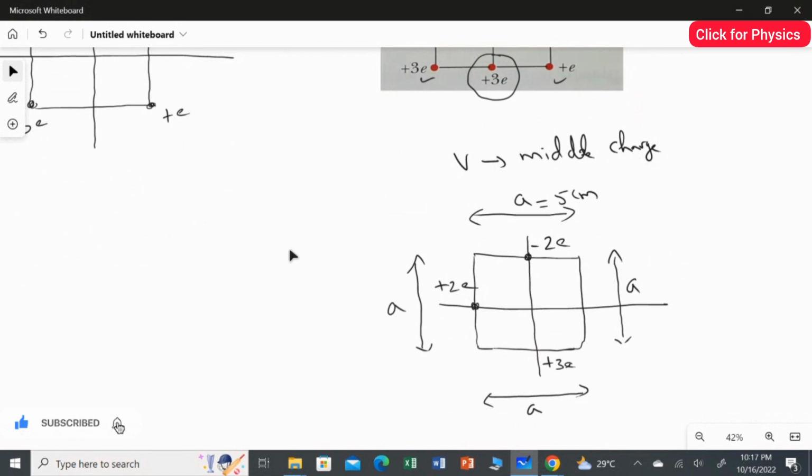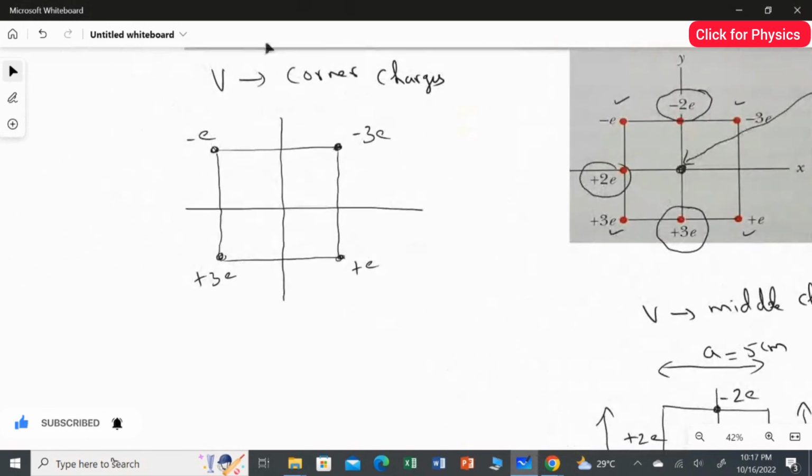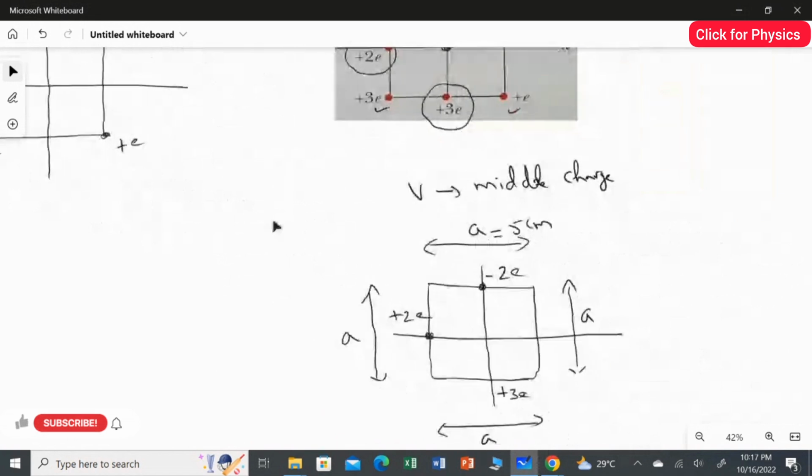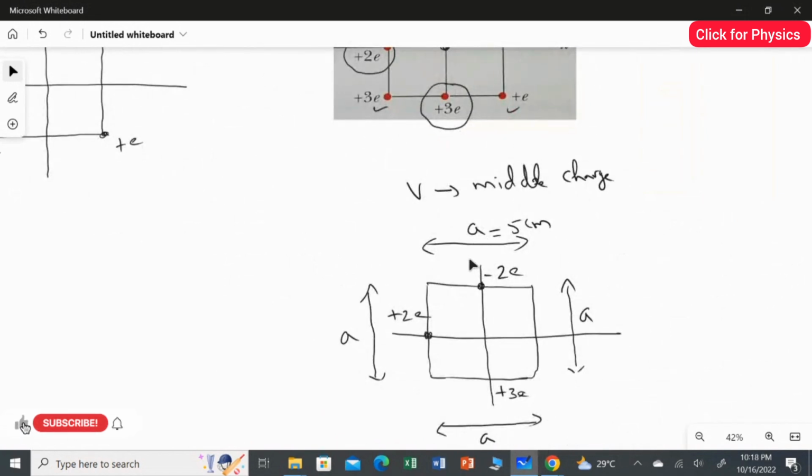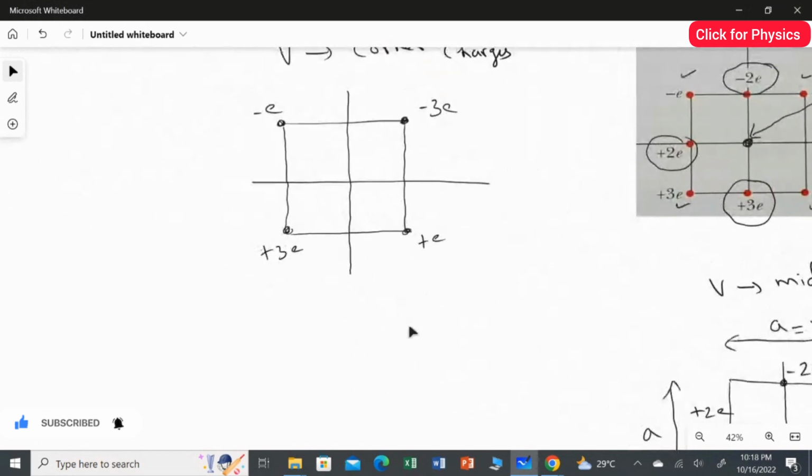Understand? Okay, now I'm going to find the potential for the corner charges. After I find the value for the corner charge potential, I'm going to come to the middle charges. Once I find the answer for the middle charges, I'm going to find the net potential by adding the corner charge and the middle charge potentials. And after that, I'm going to use the work done formula. Clear? So let's start with the corner charges.